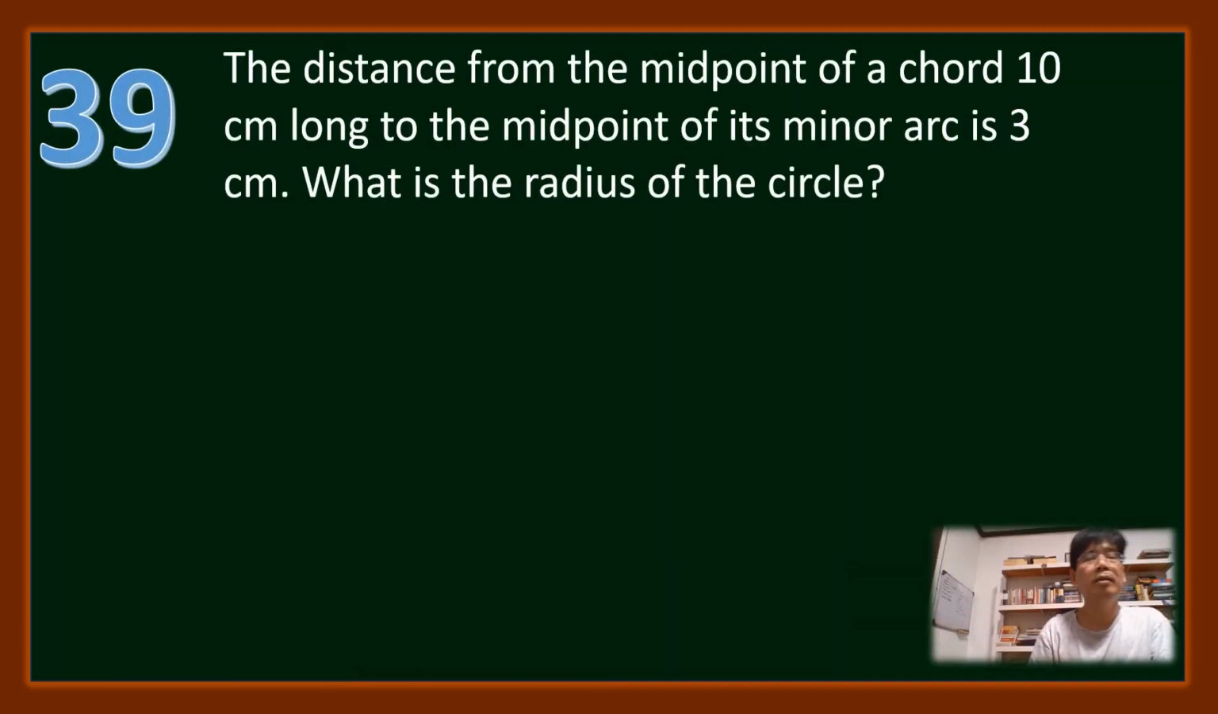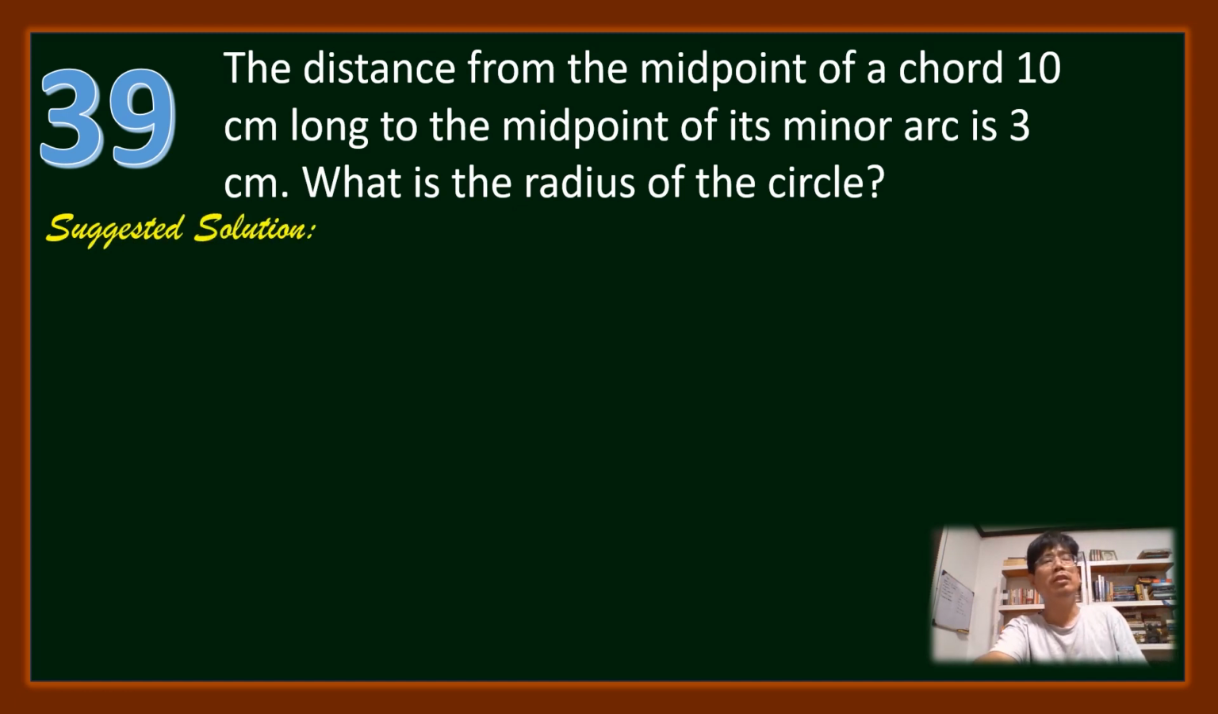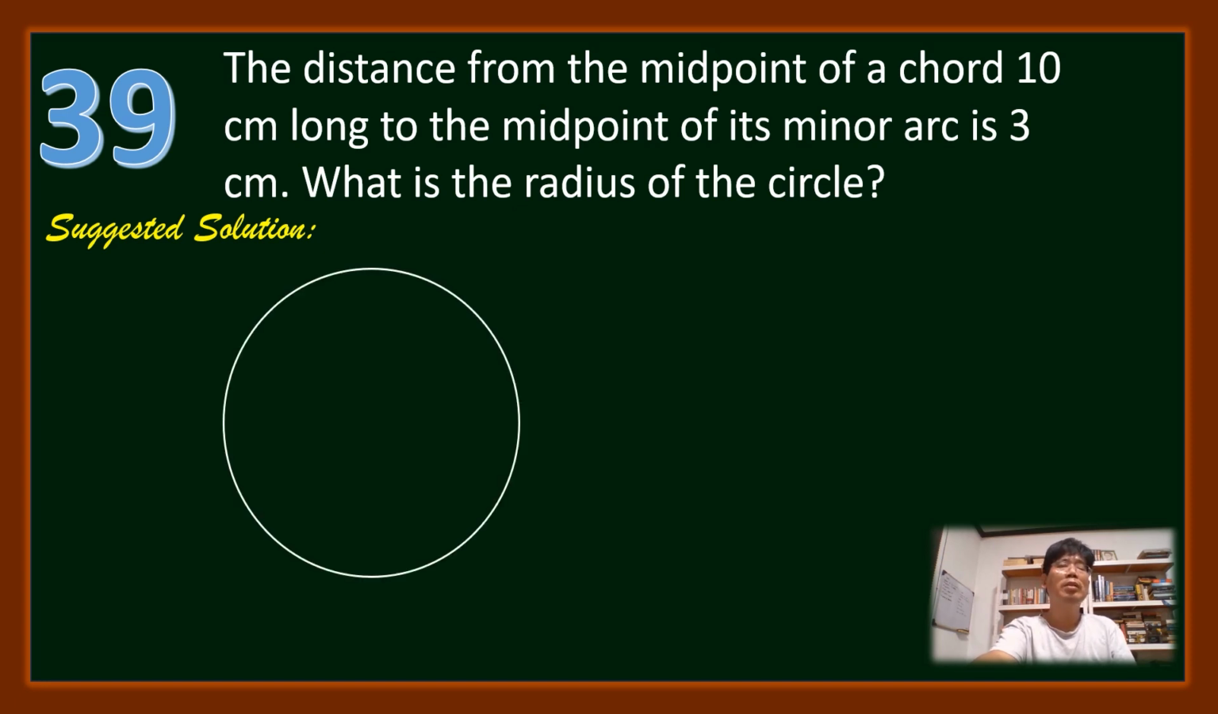Number 39. The distance from the midpoint of a chord 10 cm long to the midpoint of its minor arc is 3 centimeters. What is the radius of the circle? Here is our suggested solution. Let us illustrate the circle described in the problem. So we have a chord that is 10 centimeters long. The minor arc, we have the distance from the chord to the midpoint of the minor arc.